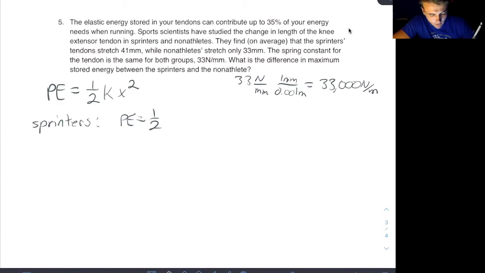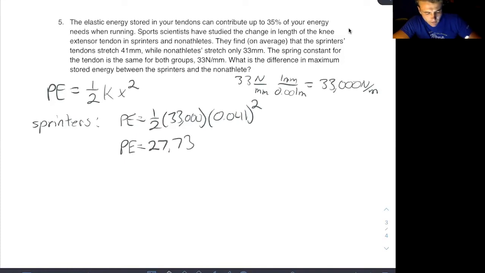Sorry, I should do that math. So now we got a K value of 33,000. The X value is in millimeters. So 1 meter is 1,000 millimeters. So you divide that and you get 0.041. So the sprinters are 41 millimeters, right? So it's 0.041 squared. Okay, so then we calculate our potential energy, and it's 27.73 joules.